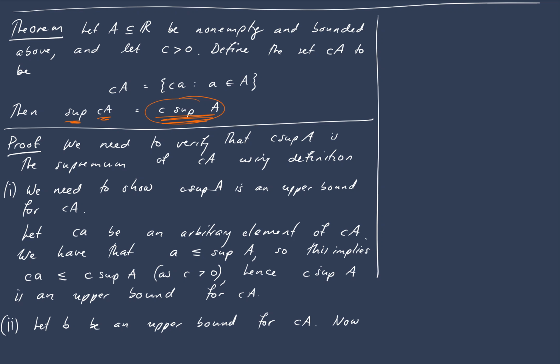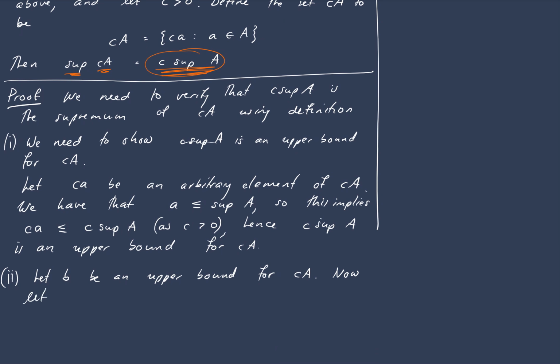Okay, now we're going to pick an element of A. Why are we going to do that? Well, we need to turn this statement into a statement about A, because the supremum of A is the thing that we have, and we know that that supremum is less than or equal to any upper bound of A. But we don't have a corresponding statement yet for our set CA. So we're going to try and translate the problem back to our A set, use the supremum property there to show that it holds for our set CA as well.